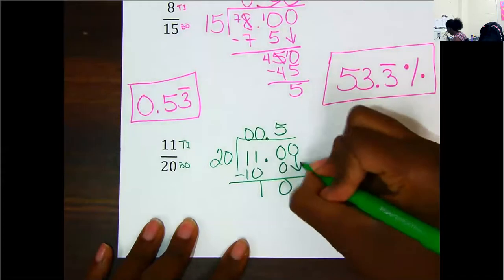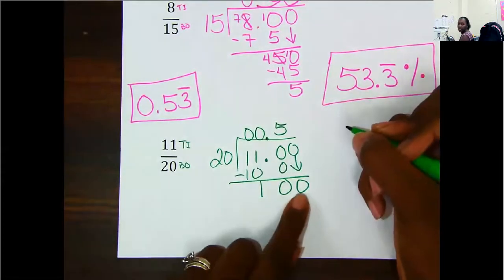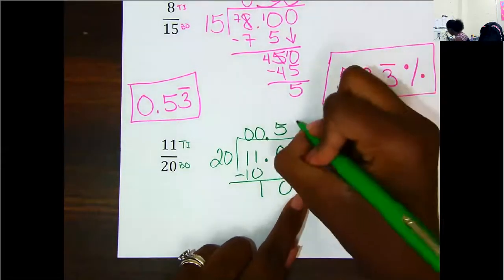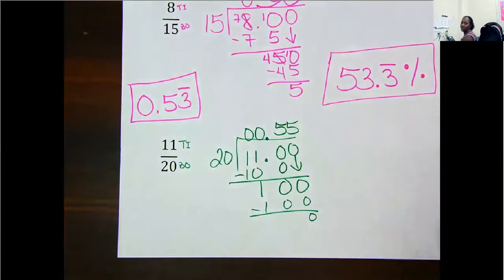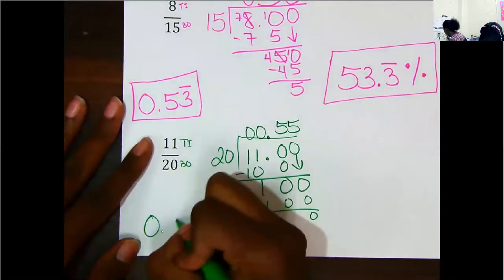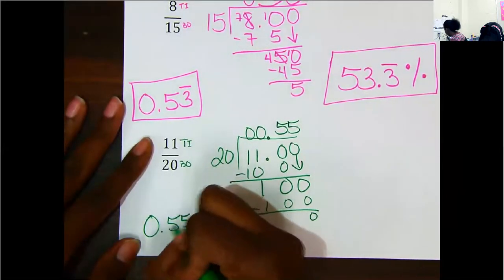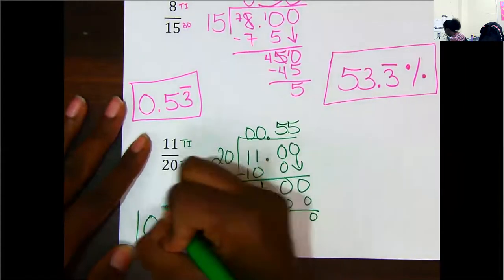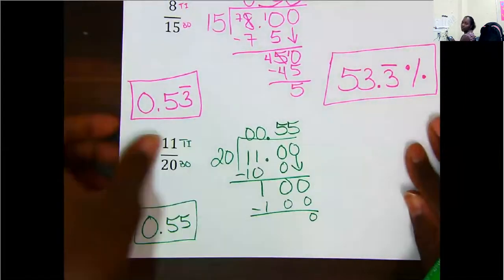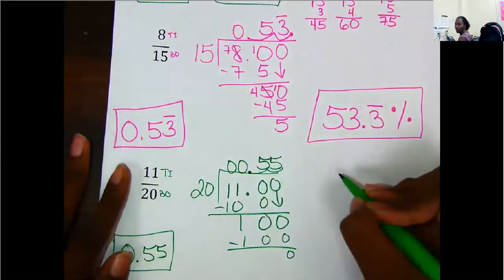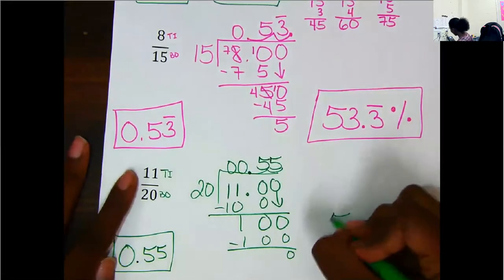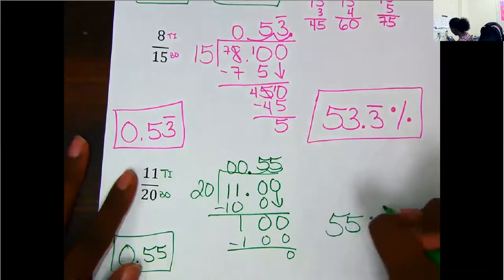Add a 0. Ooh, there goes 100. I know that 20 times 5 is 100. So I'm going to do that again. I'm at 0. So my decimal answer, 0.55. All right, and I'm going to use Dr. Pepper. 2 movements to the right. 1, 2. So my percent will be 55%.